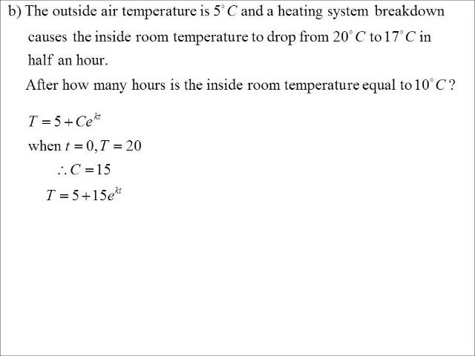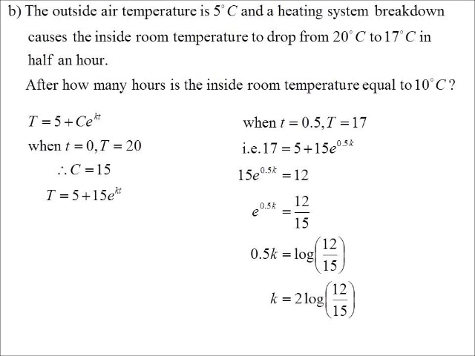I'm now going to have to work out the decay rate. So the other piece of information they've told me is half an hour. So when time is half an hour, so time is 0.5, the temperature's dropped to 17. So now we just make k the subject. Move some terms around, divide by 15. So 0.5k is the log of 12 on 15. So k is 2 log 12 on 15. So that's the exact value that we use in any subsequent calculation.